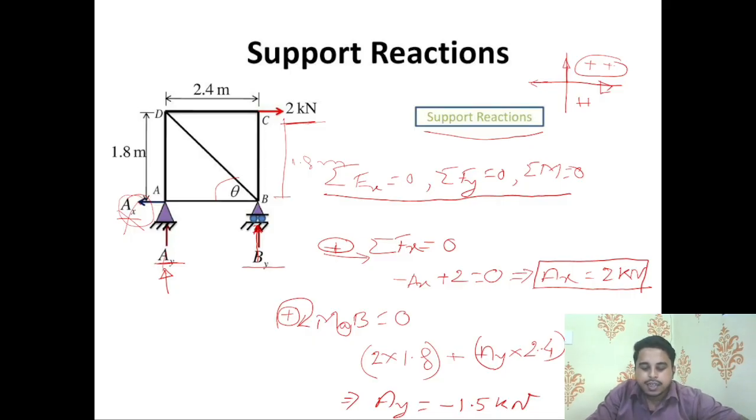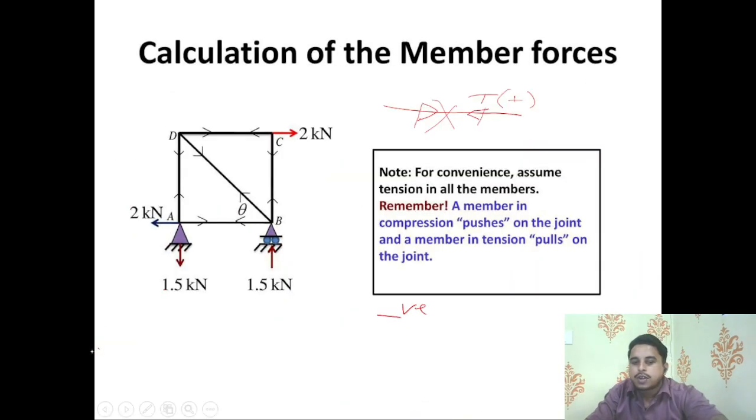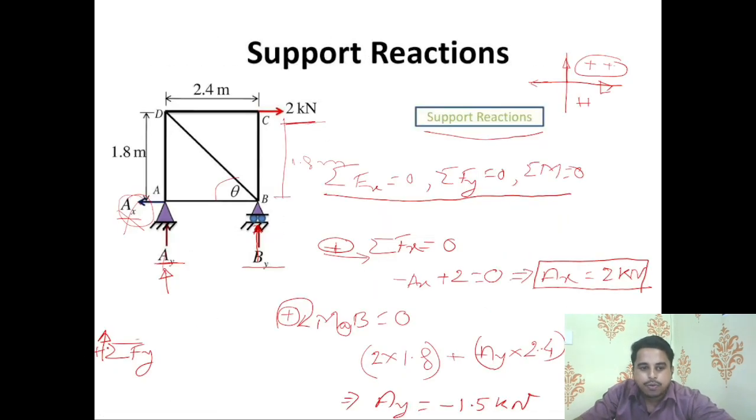If we want to find the value of By, then what will be that? So again we will use equilibrium. All upward directional force will be positive, then Ay plus By is equal to 0. From here we can say By is equal to 1.5 kilonewton.